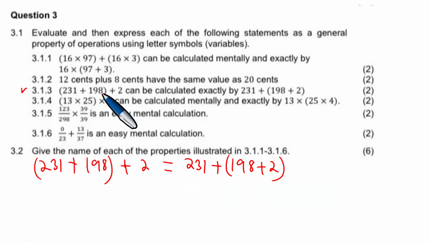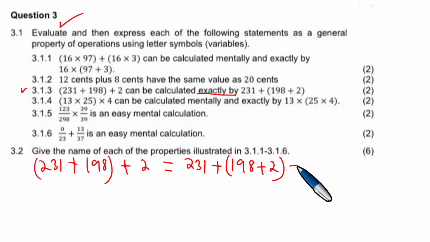Okay, right. So if you say these can be calculated exactly by these: 231 plus 198 in parentheses, plus 2, can be calculated exactly by 231 plus 198 plus 2. That's what the examiner is saying. These can be calculated exactly by this, so this and that can be calculated in the same way. And the examiner is saying, can you evaluate these? Can you get the answer to this?